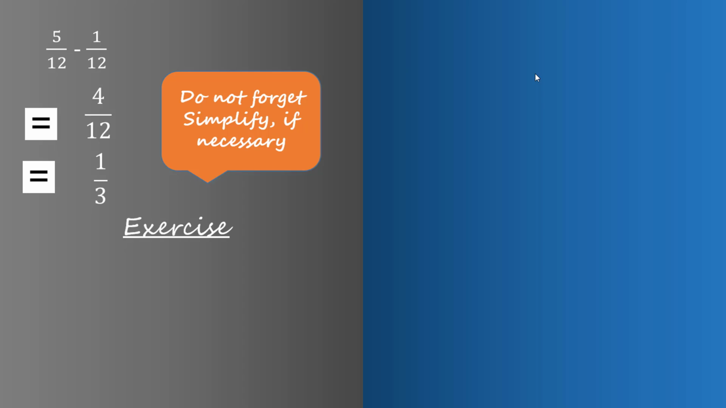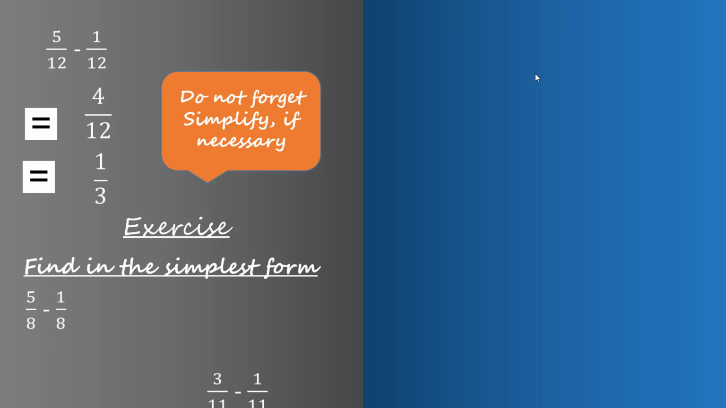Exercise, you can do by yourself. Find in the simplest form 5 over 8 minus 1 over 8, 3 over 11 minus 1 over 11, and 7 over 10 minus 3 over 10. 3 over 8 minus 1 over 8 equals what?